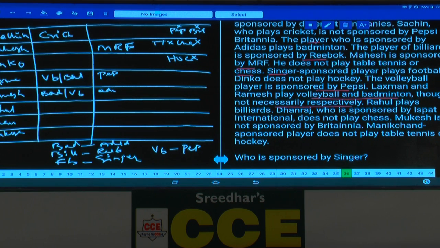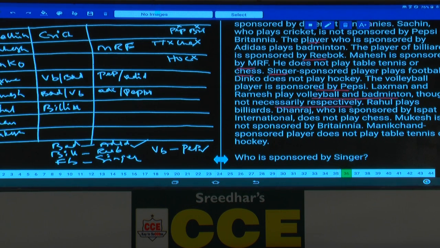Or if Laxman plays badminton, then he will be sponsored by Adidas. Then Ramesh plays volleyball, and volleyball is sponsored by Pepsi. Clear now? These two games and these two sponsors were fixed. Hence we are done with this information. And the next one, Rahul plays billiards.